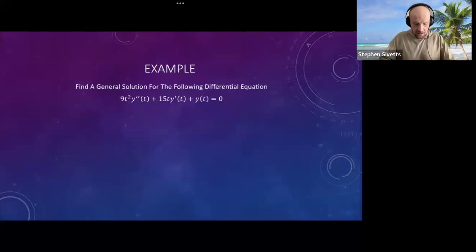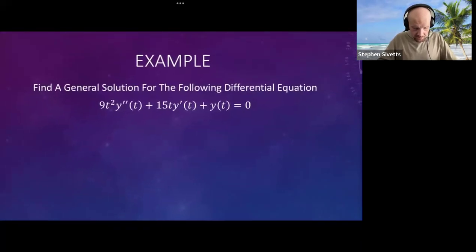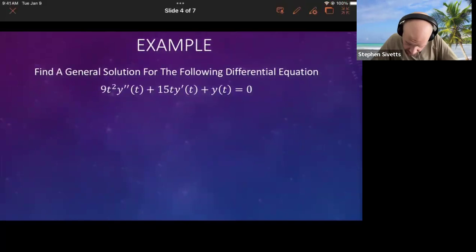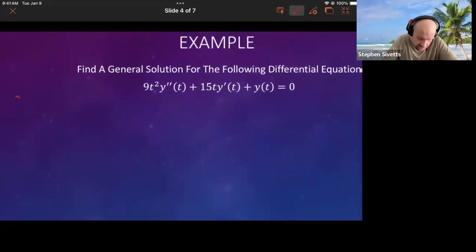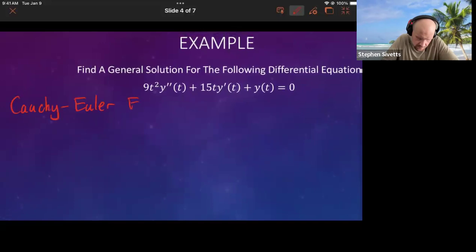So here's an example. We want to look at how to find a general solution for the following differential equation. 9t squared y double prime of t plus 15 times t times y prime of t plus y of t equals 0. Okay. First of all, if you recognize, this is a Cauchy-Euler equation, right? So we want to label out what the a number is. So a is 9. The b number is 15. And the c number is 1, right?